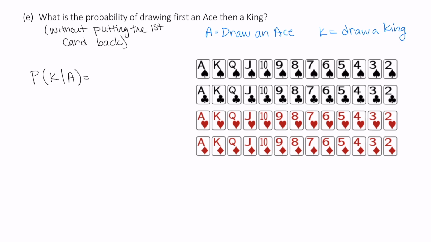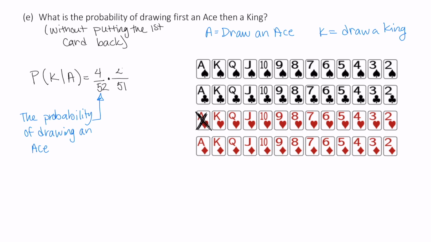So in this case, we want first the probability of drawing an ace. So that's 4 out of 52. And as a reminder, this is the probability of drawing an ace. Now to that, we're going to multiply the probability of drawing a king. Of course, we already have drawn one of these aces and we're hanging on to it. So instead of having 52 cards left total, we only have 51. And if you can't see that, cross one of these out. Say you drew the ace of hearts. There are no longer 52 cards in the deck. There's just 51. And out of those, there are still 4 kings, however.